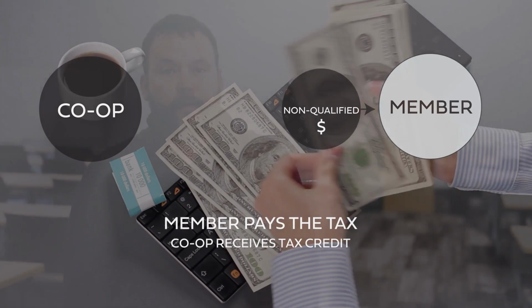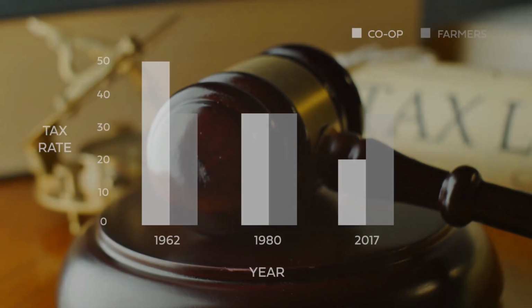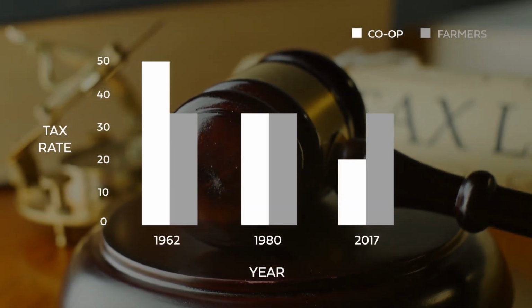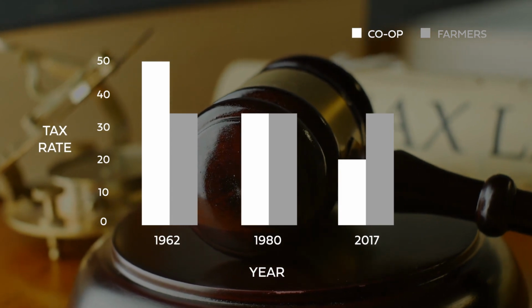The reason the cooperative gets a tax credit is because co-ops are single taxation entities and profits are only taxed once. In order to make an informed decision on the distribution of qualified or non-qualified patronage, tax rates of the members and the cooperatives must be evaluated. Changes in tax law over time have made non-qualified distributions more appealing to cooperatives.